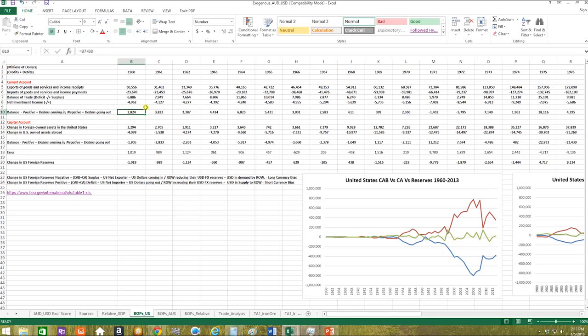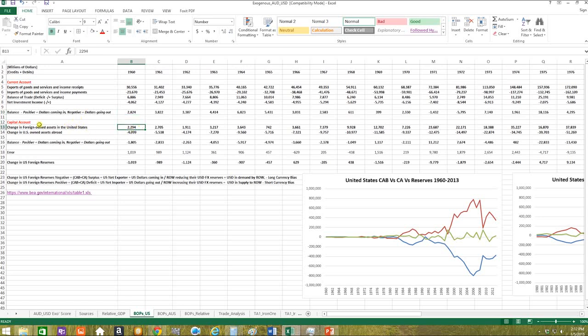Well, that means the US is a net exporter of goods. So you can see exports minus imports, and overall becomes a positive number. That means the US is in surplus. So if it's positive, it means that dollars are coming in. More dollars are coming in to the United States.